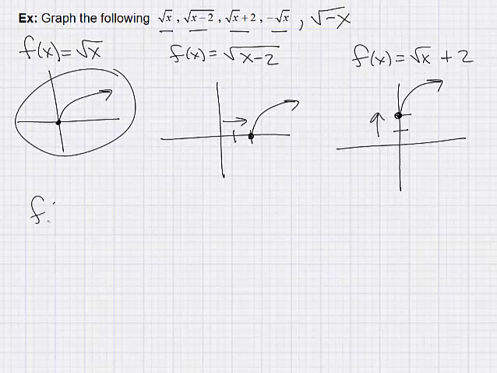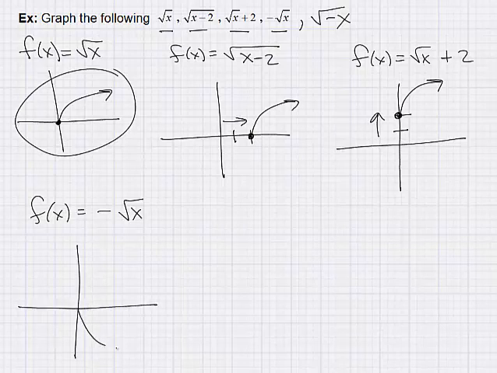How about f of x equals negative square root of x? Well, in that case, that one is a negative outside the function. Outside the function means I flip over the x-axis. So if I flip over the x-axis, I'm going to look like that. And that's my graph there.